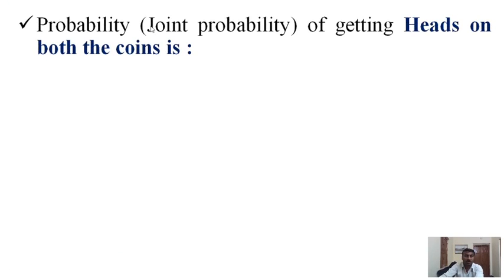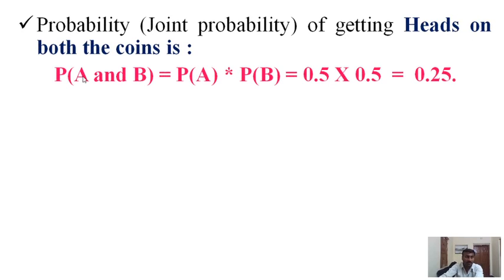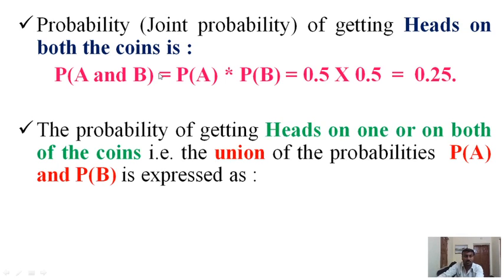So the joint probability of getting a head on both coins is P(A and B), which is equal to P(A) into P(B), which is 0.5 into 0.5. Totally, the chance of getting heads on both coins is 0.25. These types of calculations we have already done in the mathematics of the probability concept. The same will be repeated here.